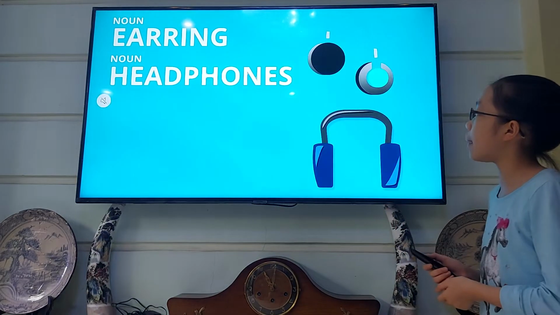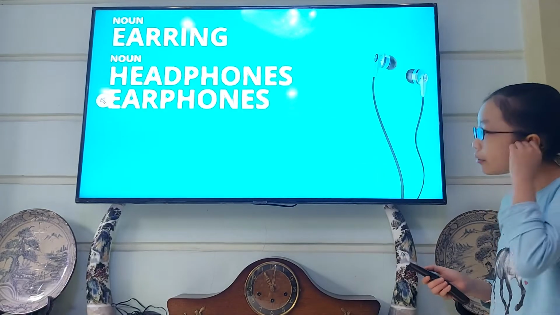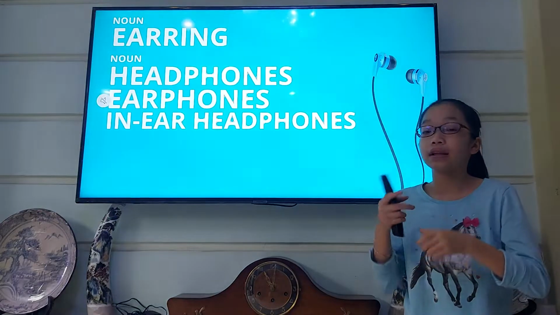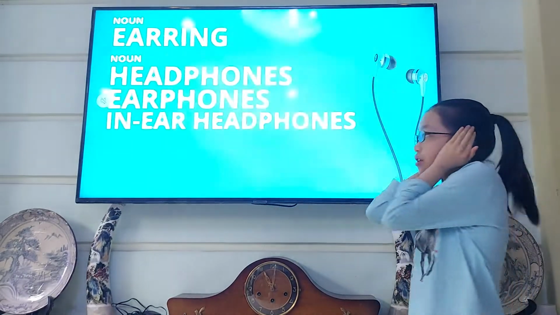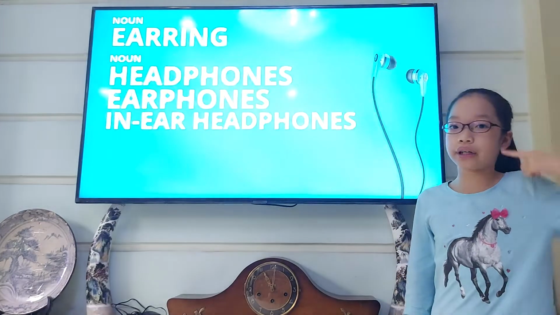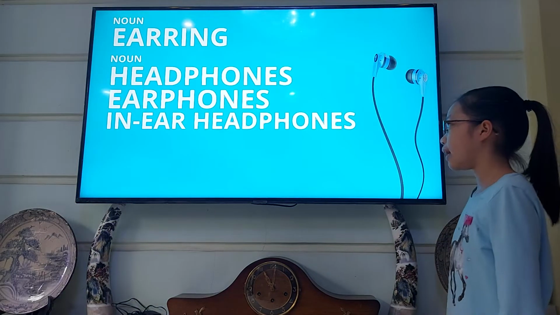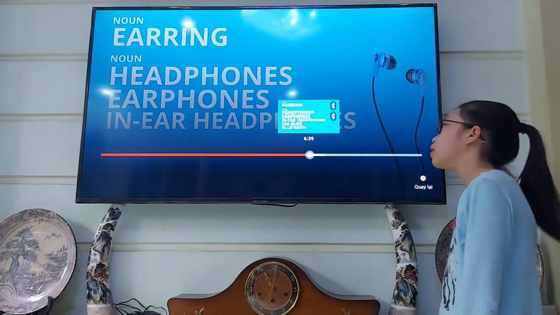Next, we have some kinds of equipment to help us with listening. So the headphones, which are the really big ones that cover all of your ears. But the earphone is just put a little bit inside your ear. It does not cover your whole ear. Or you can say earphones means in-ear headphones.